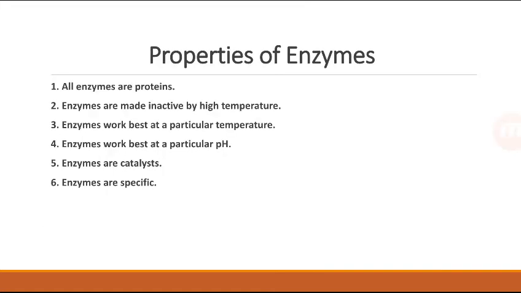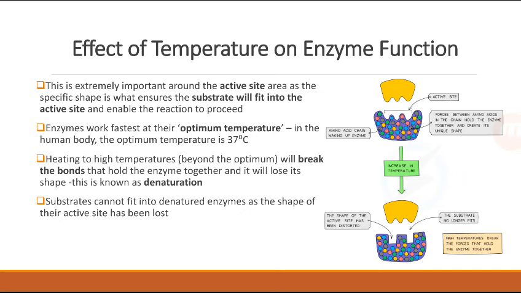Then the properties of enzymes include that they are proteins. They are made inactive by high temperature. They work best at a particular temperature that is called the optimum temperature. They work best at a particular pH that is called the optimum pH, and they are catalysts and they are very specific.